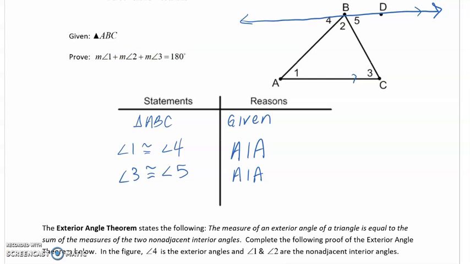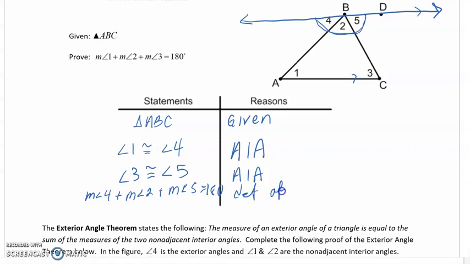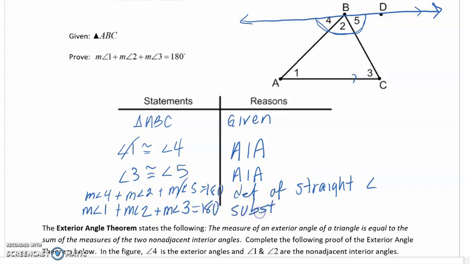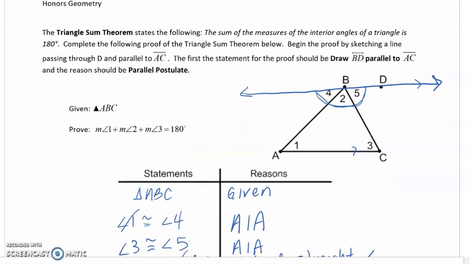And now, they're not a linear pair. Two angles. So it's a very simple proof. You do need to add that parallel line, but that's absolutely okay to do in proofs if you need that.